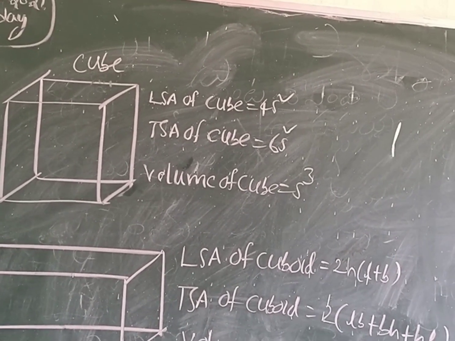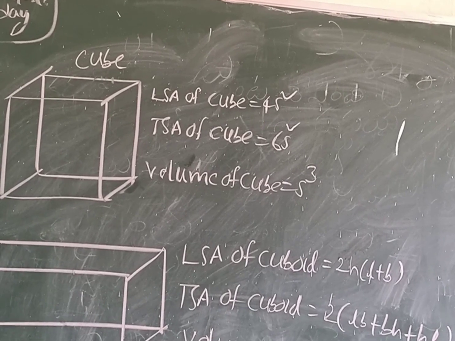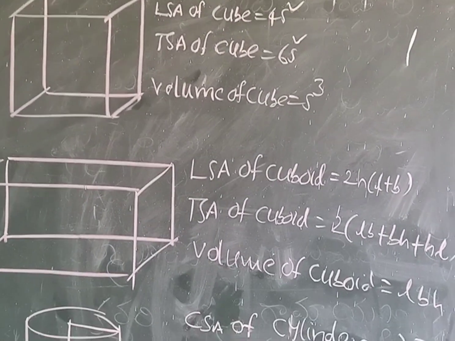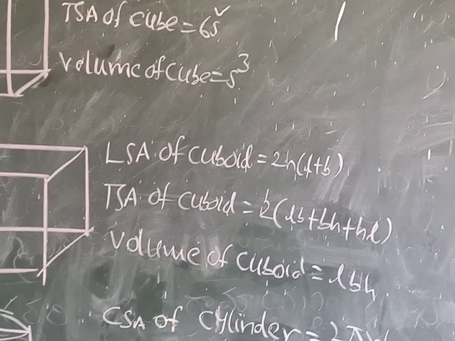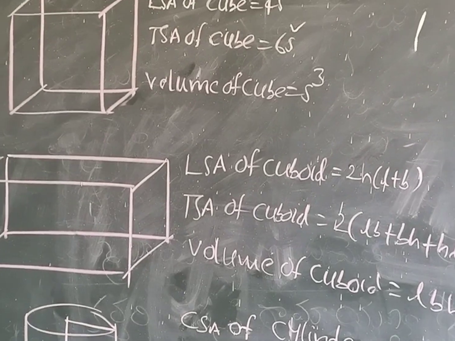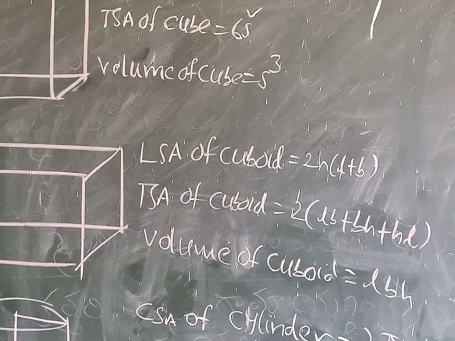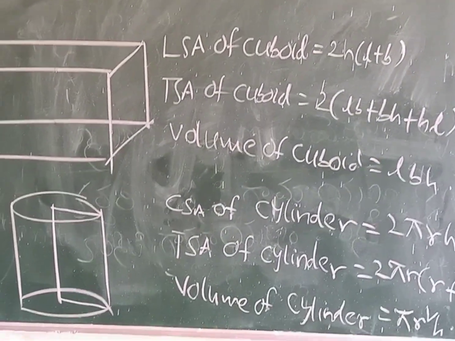LS of cube is equal to 4s square, where s is the side of a cube. TS of cube is equal to 6s square. Volume of cube is equal to s cube. Whereas in cuboid, LS of cuboid is equal to 2h into (L plus B). It is nothing but the area of the four walls of a room. TS of cuboid is equal to 2 into (LB plus BH plus HL). Volume of cuboid is equal to L into B into H.